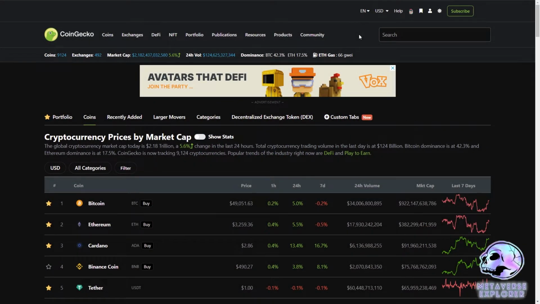All right, guys, thanks very much for joining me, the Metaverse Explorer. So today, like I said, we'll be looking at some stable pools on Solana. The first thing we'll be looking at is Mercurial.